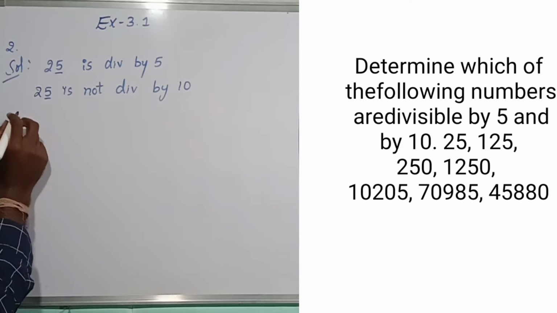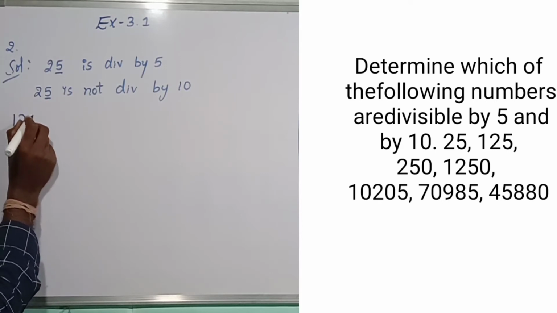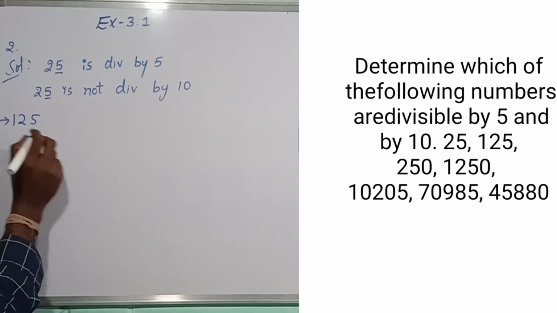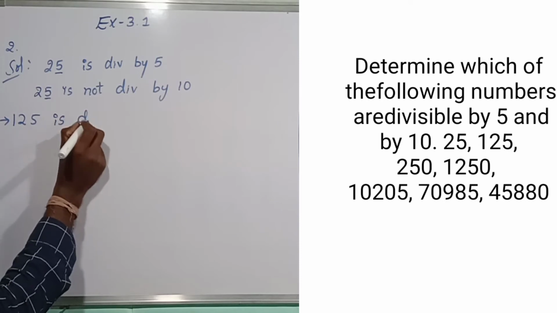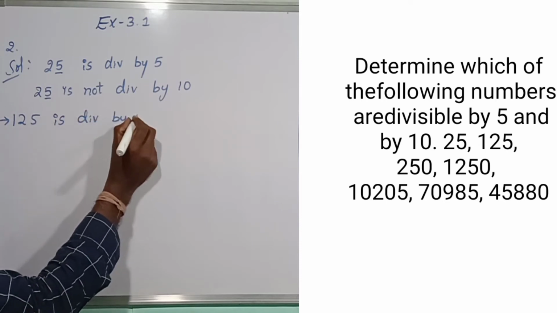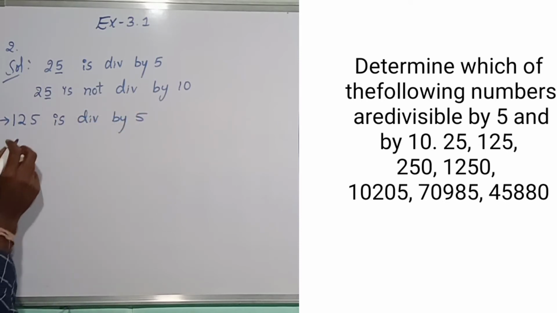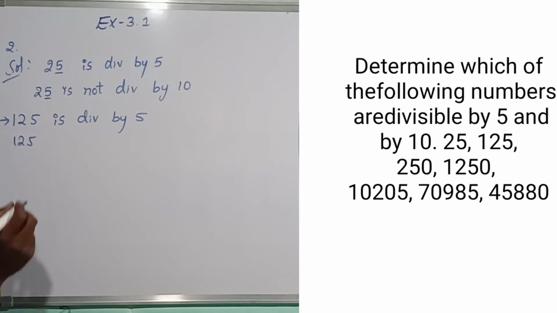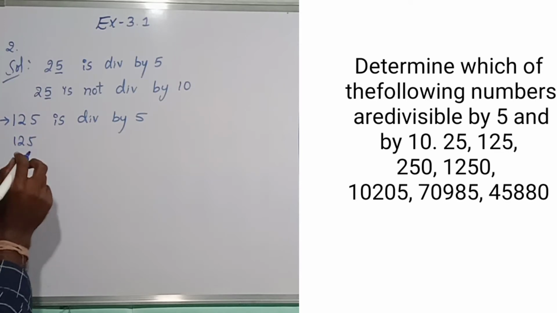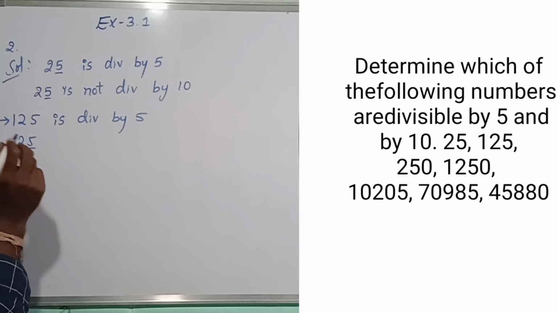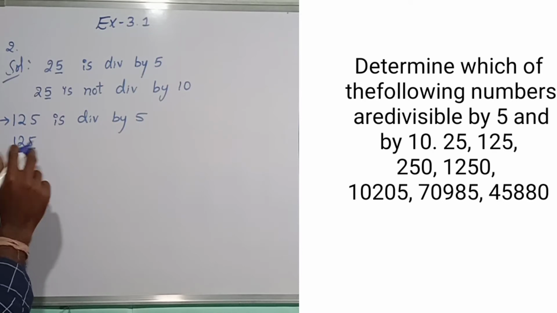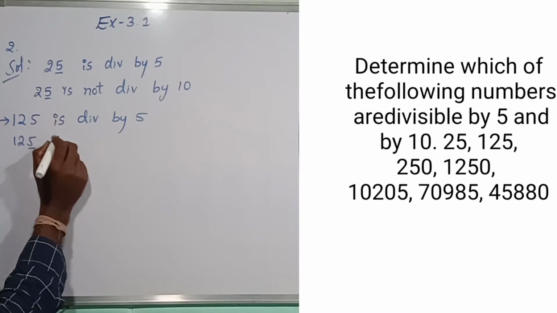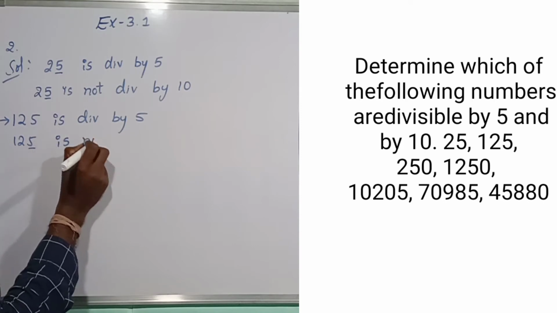Next one is 125. Is 125 divisible by 5 or not? Yes, the last digit is 5, so 125 is divisible by 5. Is 125 divisible by 10 or not? No, it is not divisible by 10, because the last digit is 5. For 10, which digit should be in the last place? 0. If 0 is there in the last digit, only then the number is divisible by 10. So 125 is not divisible.